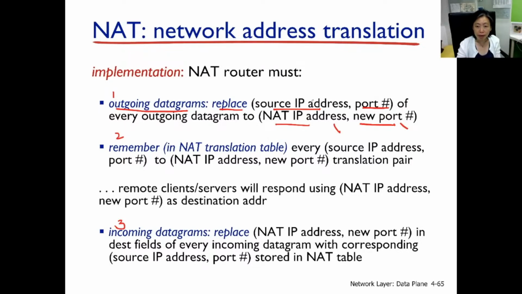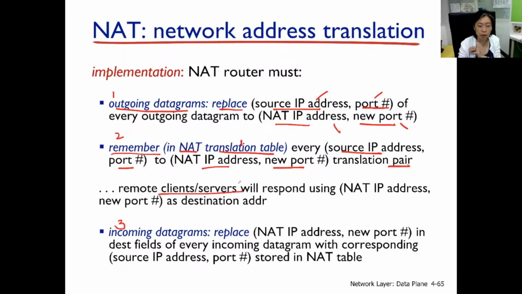And this pair, so 1, 2, 3, 4, are also tracked, being remembered in NAT's translation table. So the source IP and the source port number, as well as the translated source IP and source port number, will be maintained as a pair in the translation table.